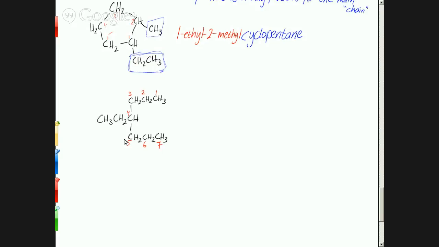Sounds like a strange language. Yeah, it is a different language. That's why it takes practice, just like a different language. All right, so what's the longest chain named here then? Heptane. Heptane. And what are the substituents here then?